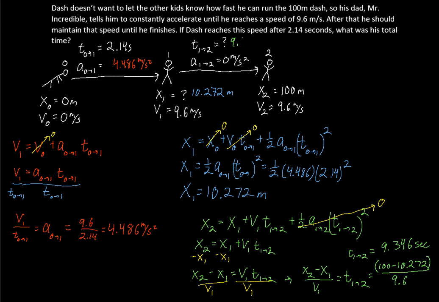So ultimately my final answer is going to be 2.14 plus 9.346. Punching those into the calculator, 9.346 plus 2.14 gives me 11.486. So still a very fast time, but not quite as fast, or not quite unbelievable for Dash's standards or for a middle schooler's standards.